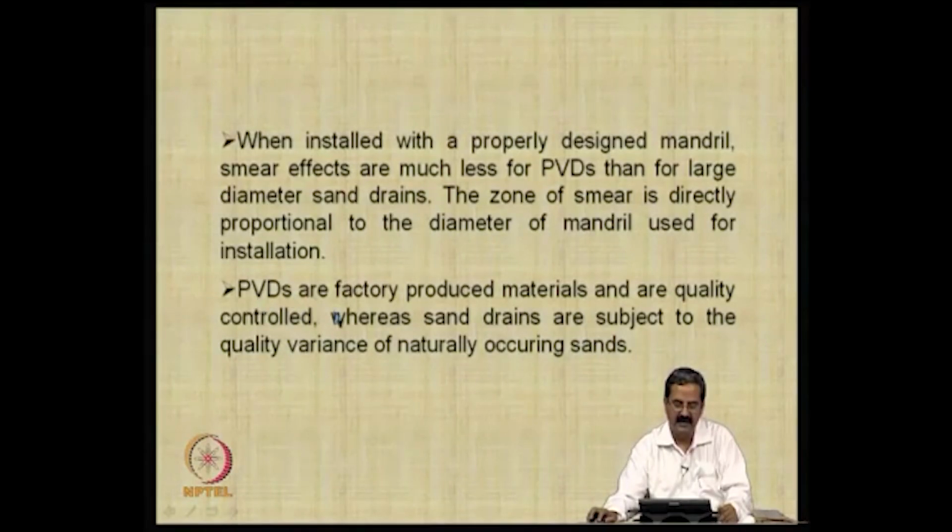So, PVDs are factory produced materials and are quality controlled, whereas sand drains are subject to the quality variance of naturally occurring sands. We know that sand is a natural material, there could be problems of gradation and all that, it is not easy to get, whereas this is quite simple. The purpose that you want from sand is good drainage, but that depends on the gradation characteristics of the sand, its availability, its time effects, there are so many issues there. Of course, the time is short here, about 9 months, but the fact is that they are all processed materials, that is a very good advantage.